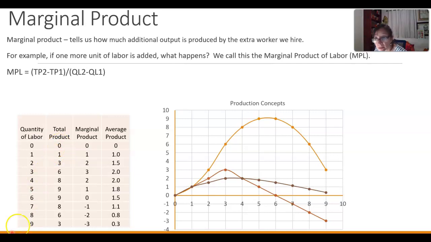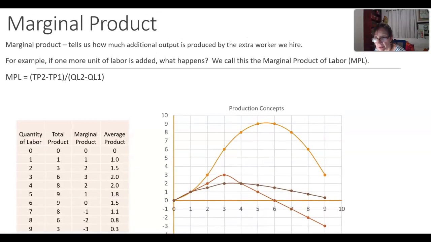So we can take the pen here. It's not letting me. There we go. Okay, TP2 is 1 minus 0. So that's the change in our total product, divided by what? The change in output. So, the change in labor. So labor number 2 minus labor number 1.